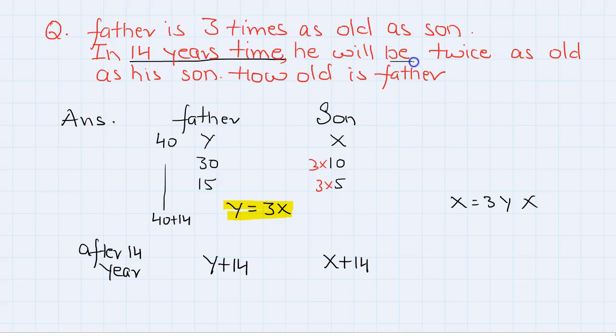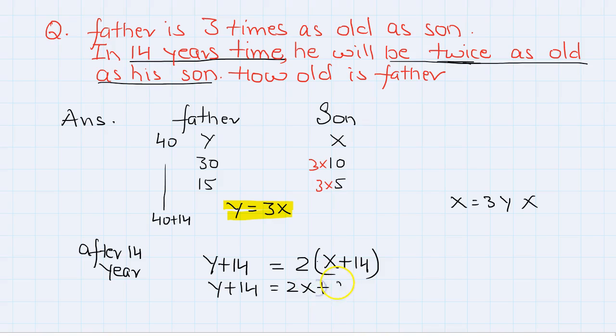Now he's saying he will be twice as old as his son. So who will be older? The father will be older. So where do we have to multiply by 2? In the same way that we multiplied before, we are going to multiply the son's age by 2. So we have got another equation: y plus 14 is equal to 2 times x plus 14, so y plus 14 is equal to 2x plus 28.